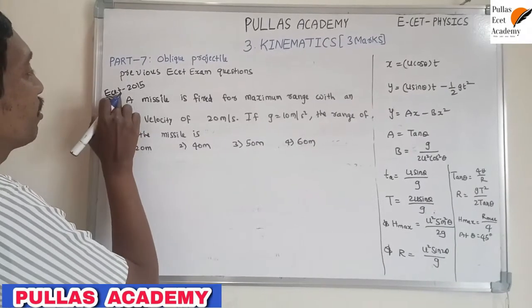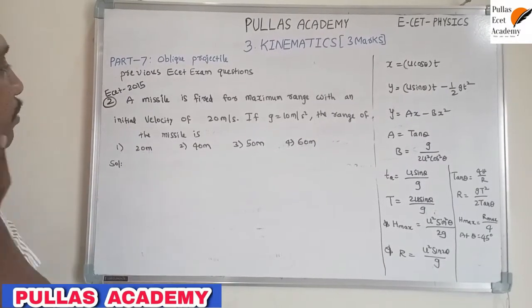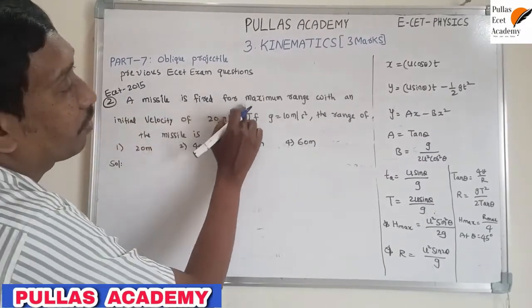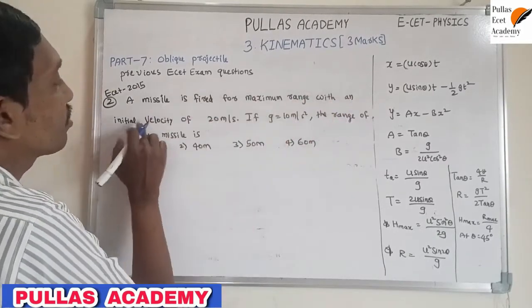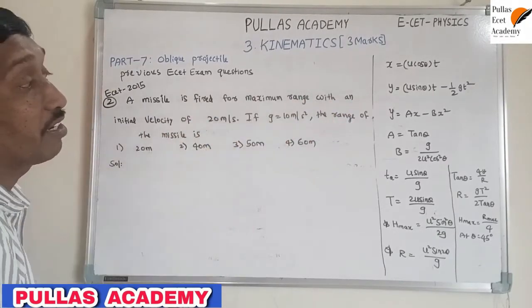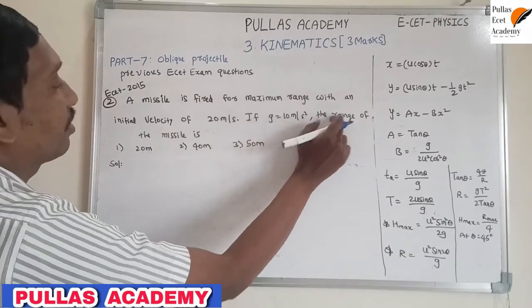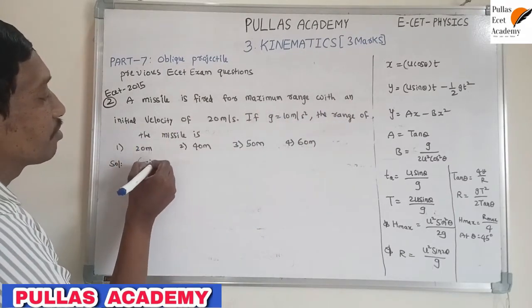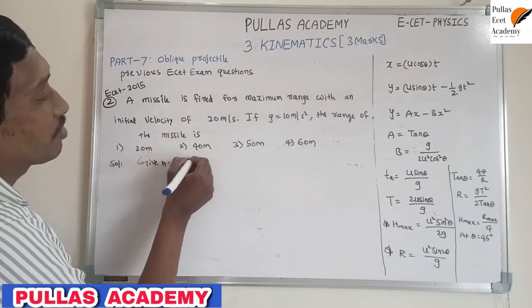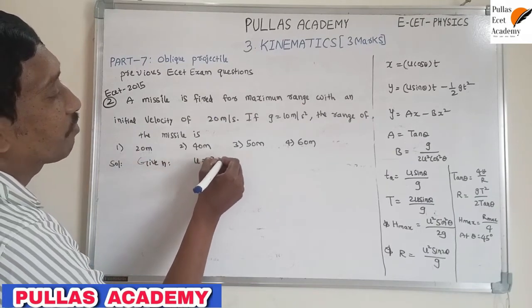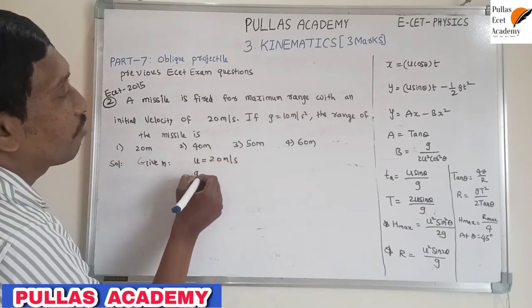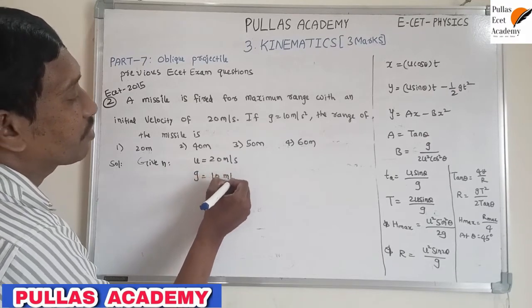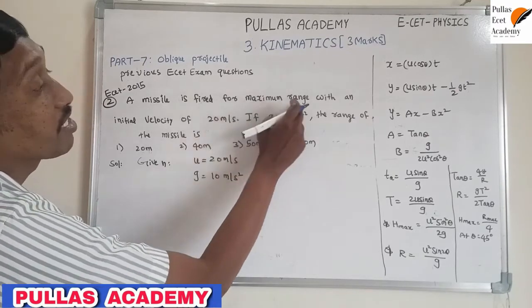One more question. It is repeated in the ECET 2015 paper. A missile is fired for maximum range with an initial velocity of 20 meter per second. The g value is given. The range of the missile is asked. What are the given values here? Simple, two values are given. One is initial velocity, 20 meter per second. Small g value is given as 10 meter per second square.